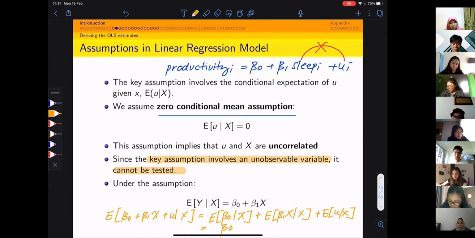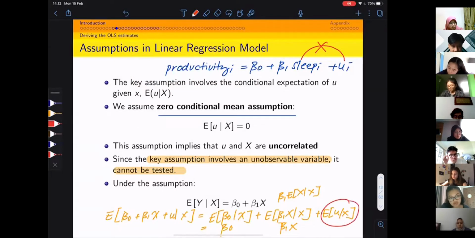Okay, and so what is the expected value of beta 1 multiplied by x conditional on x? Basically this is just beta 1 times the expectation of x conditional on x, which is just beta 1 times x. Now my question for you is, what's this value here given the assumption? Given the zero conditional mean assumption, this is going to be 0.